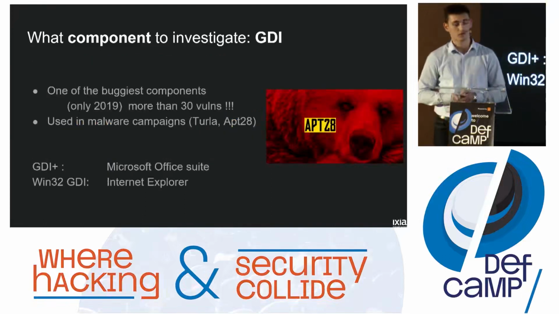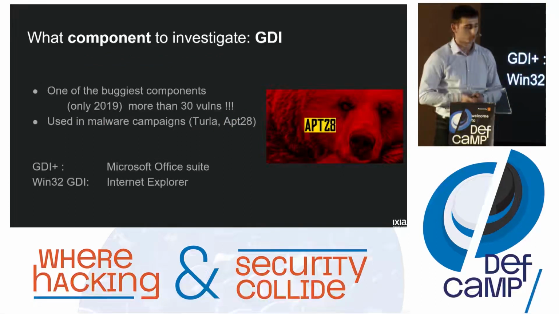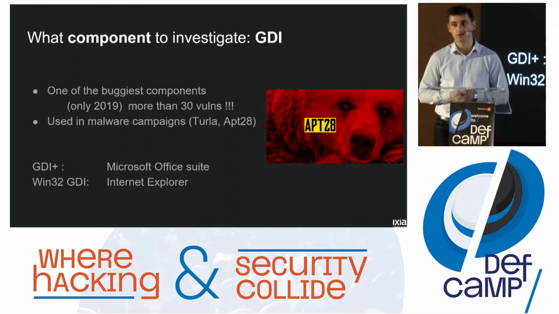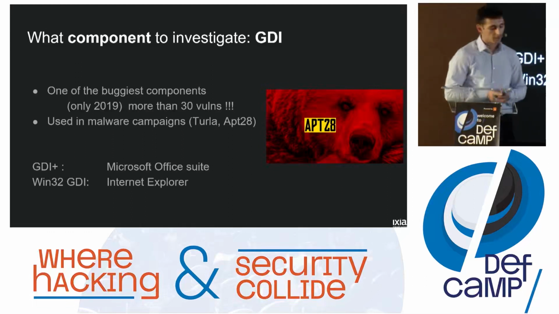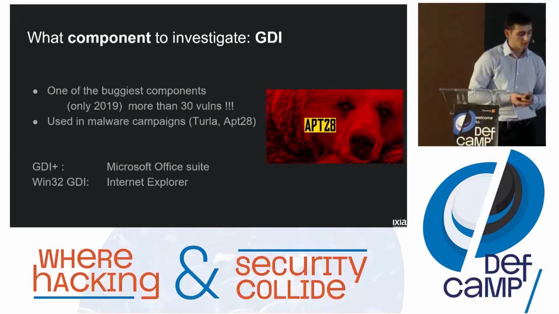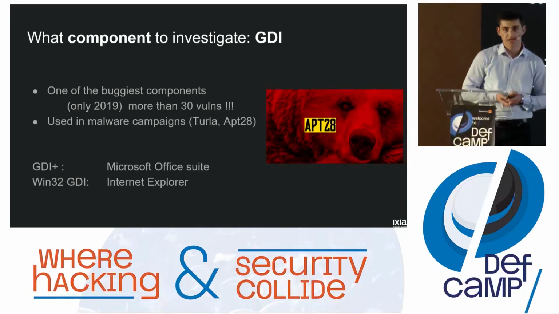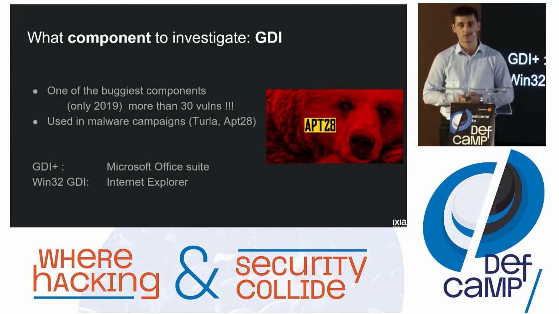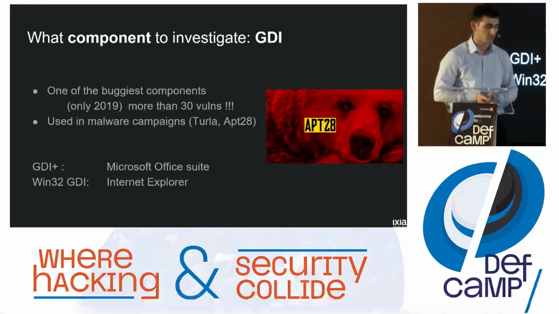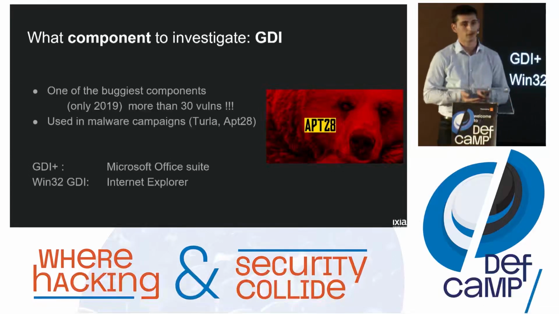And the attackers saw an opportunity in this situation. And as a result, they started looking into the GDI, and it turns out that a lot of vulnerabilities in Windows GDI were used in malware campaigns. And if you're thinking that GDI has been thoroughly investigated, then you are wrong, because only this year, more than 30 vulnerabilities were affecting the graphics device interface. So how can an attacker abuse such kinds of vulnerabilities?